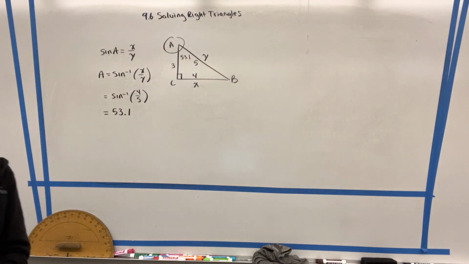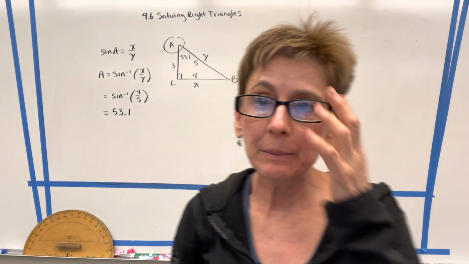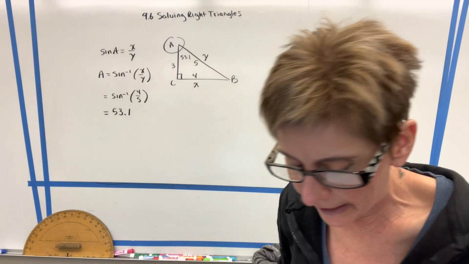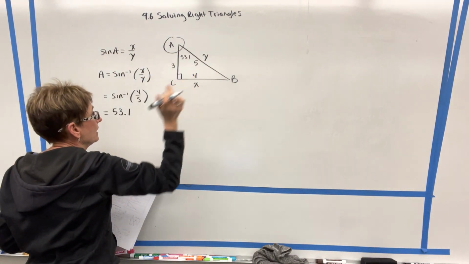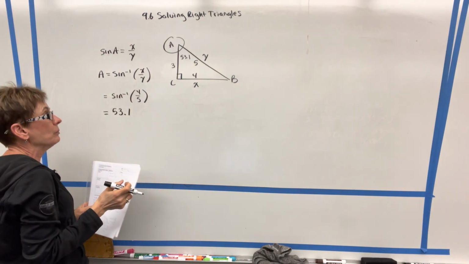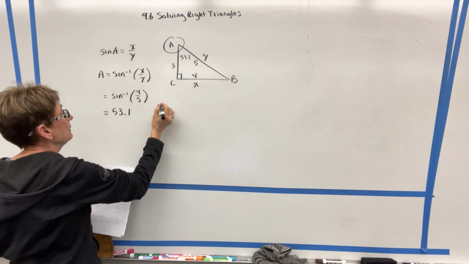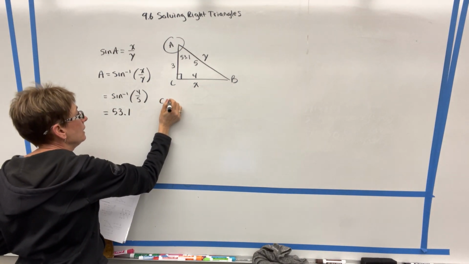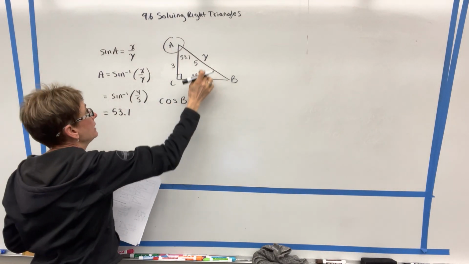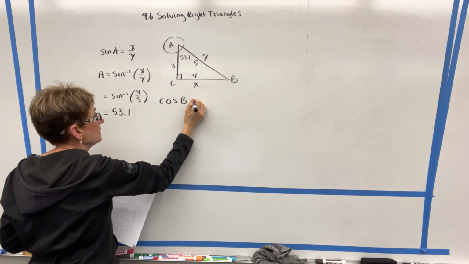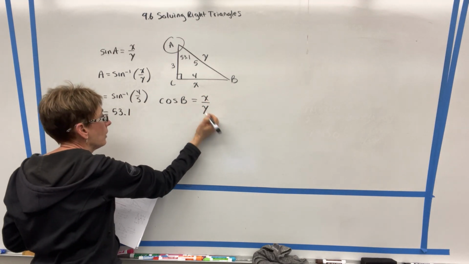Now we can use any trig ratio that we want to find a missing angle. We can use sine, cosine, or tangent. So let's say we wanted to use inverse cosine to find the angle B. Interestingly enough, let's take a look at this for a second. Let's do cosine of B. Cosine is going to be adjacent over hypotenuse, which would still be X over Y.